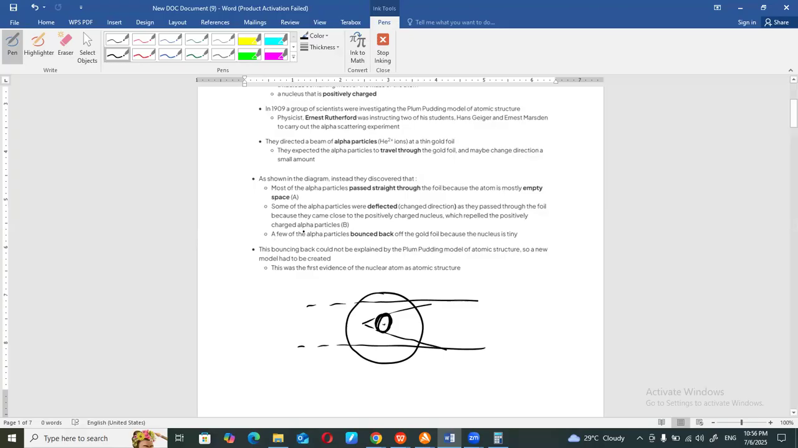The next is that few are reflected back as well. Why? Because we know that alpha particles are positively charged, and when one directly comes to this positively charged nucleus, which is due to protons, it just reflects backwards.